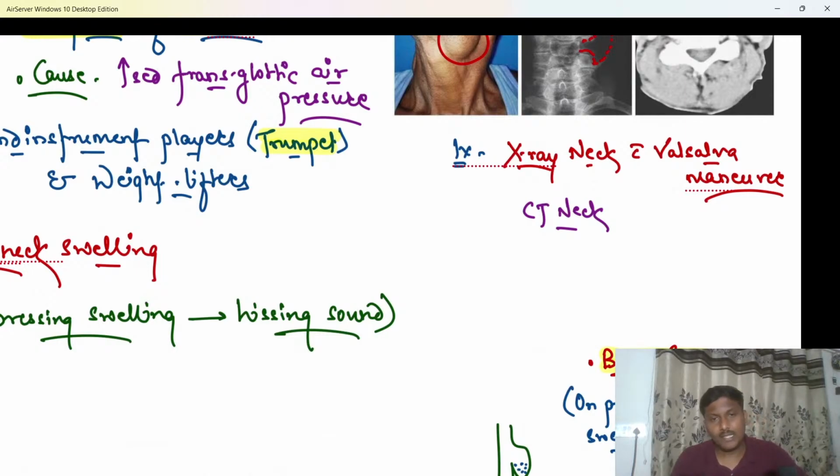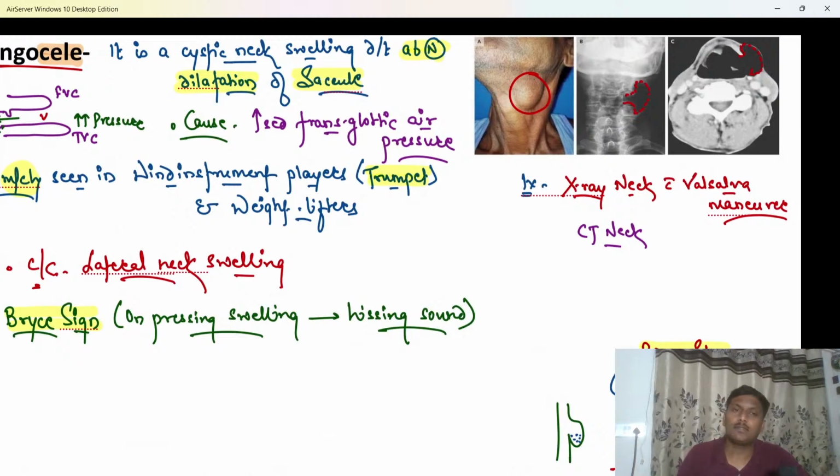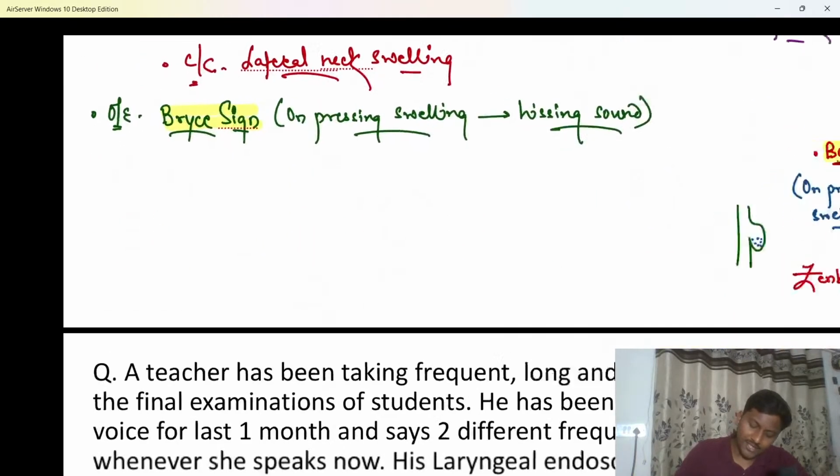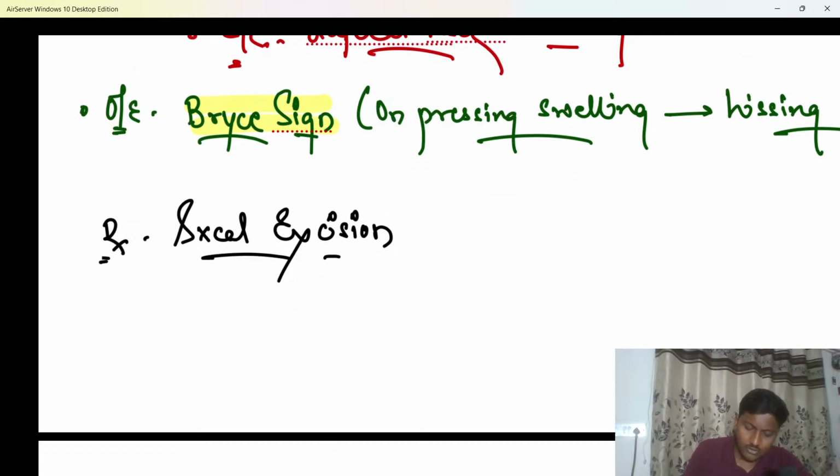Now the treatment to be done in this condition beta, as the saccule is abnormally dilated once, it is not going to come back into its normal size beta again. Therefore, the best treatment over here is nothing else but surgical excision. The best treatment for this condition is nothing else but surgical excision.